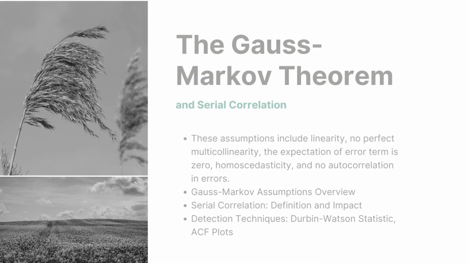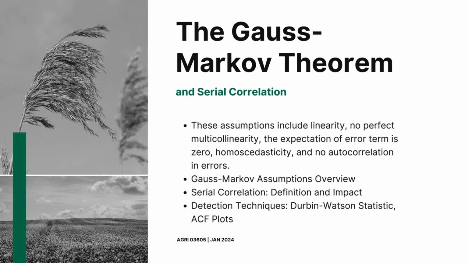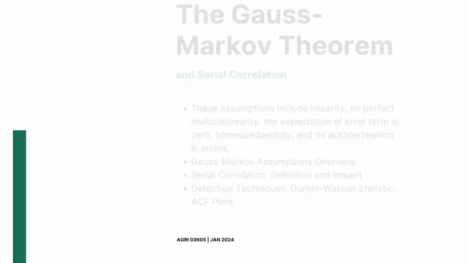Let's dive into the Gauss-Markov theorem, a cornerstone of regression analysis. It states that under certain assumptions, the ordinary least squares estimator is the best linear unbiased estimator. However, time series data often violates one key assumption: independence of errors due to serial correlation. This means past values can predict future values. We detect this using the Durbin-Watson statistic and autocorrelation function plot.